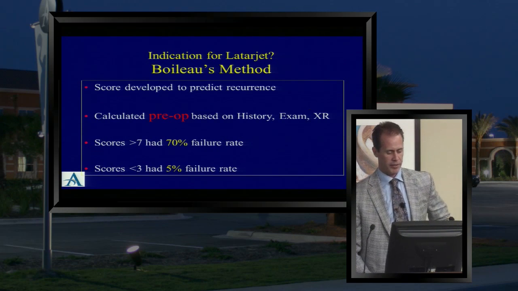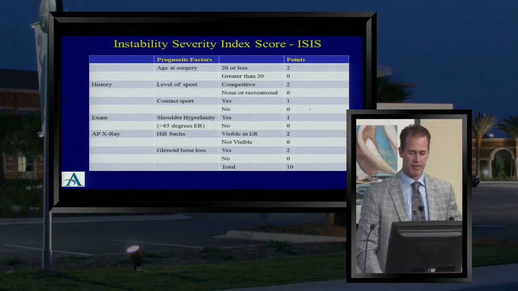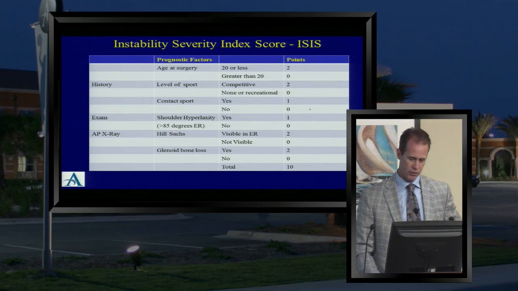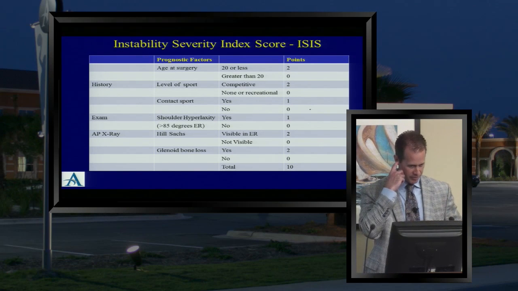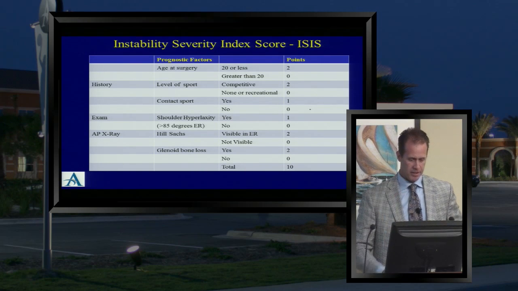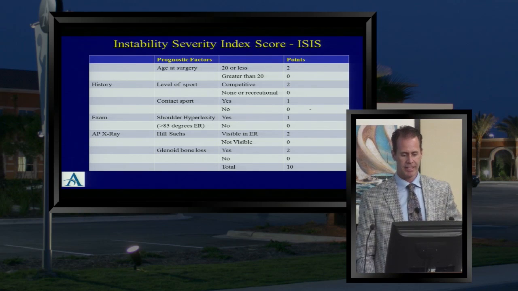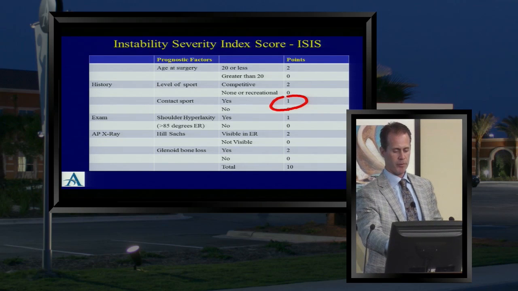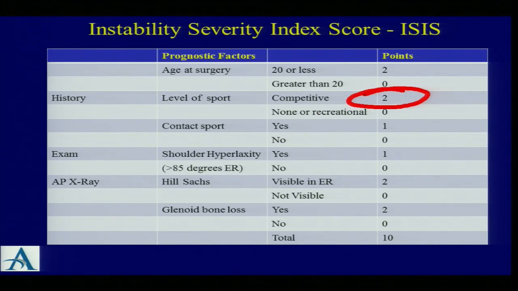And so how do you figure out who's got 7 and who's got less than 3? The Instability Severity Index score, which is unfortunately these days shortened to ISIS. Not sure if Pascal is going to change that or not. So he looks at the age of the patient, 20 or less, 2 points. Is the patient a competitive or recreational athlete, or a non-athlete? Is there a contact sport? Now, notice that the contact sport's only 1 point. The competitive nature of the athlete turned out to be more significant in his retrospective analysis.